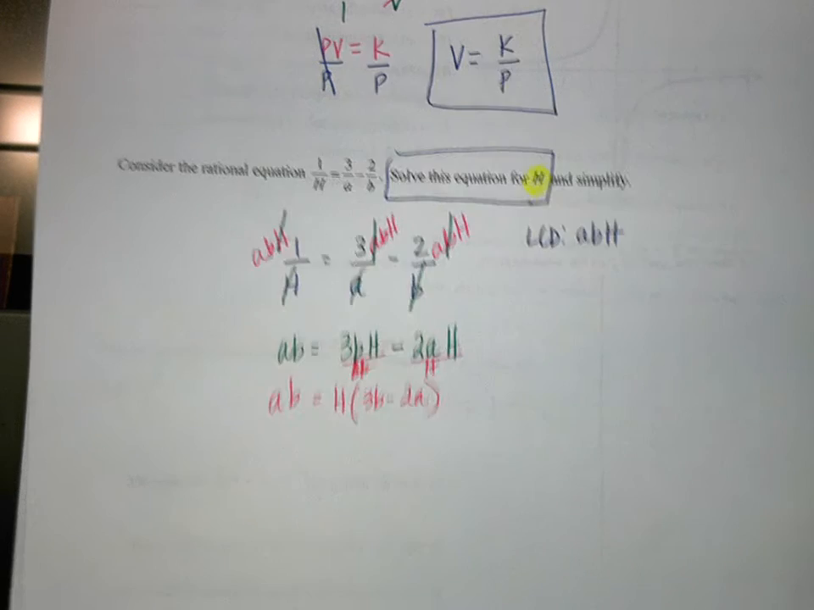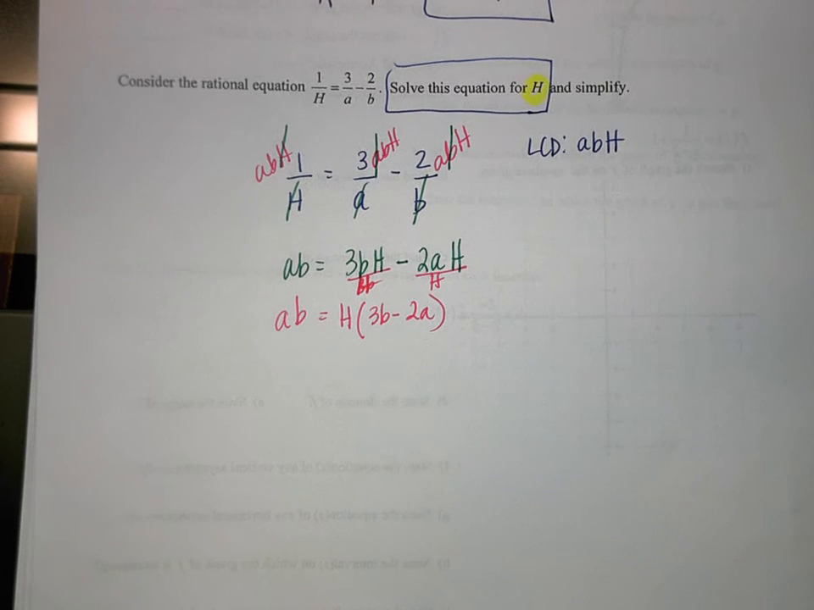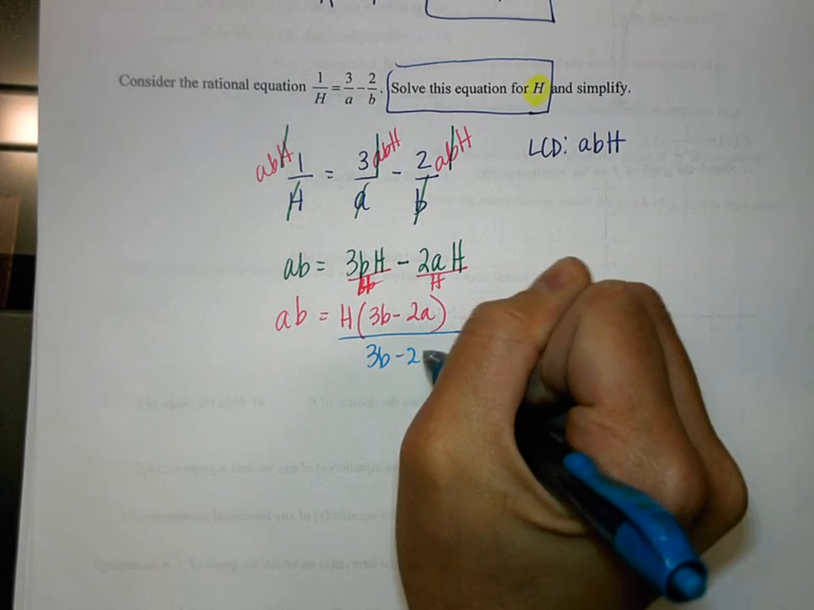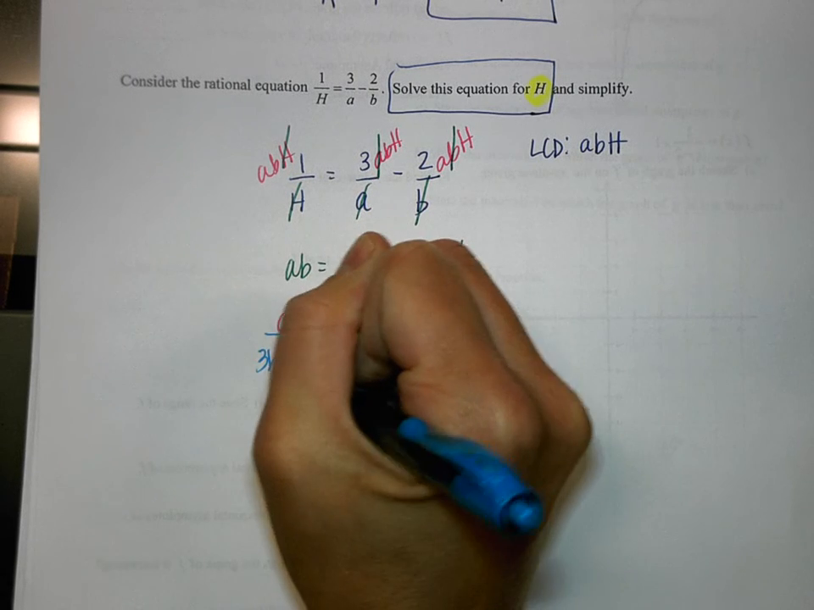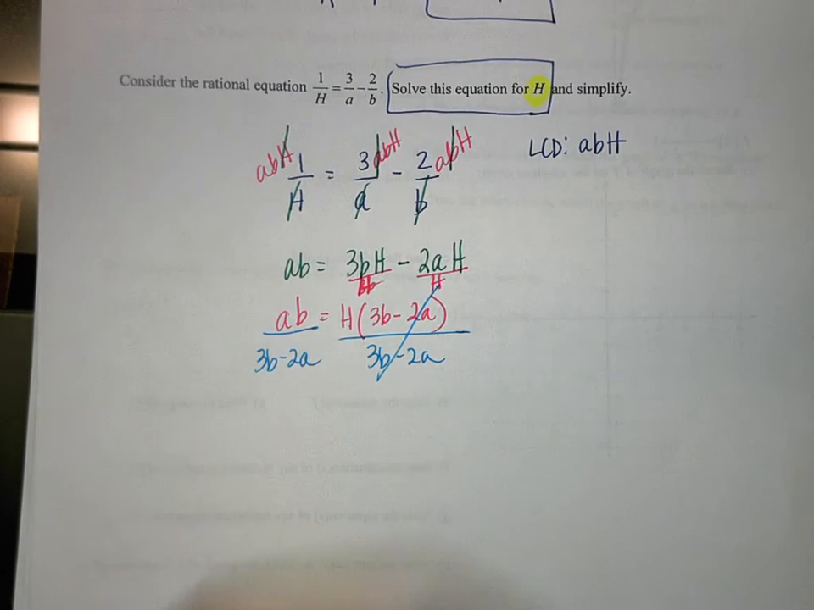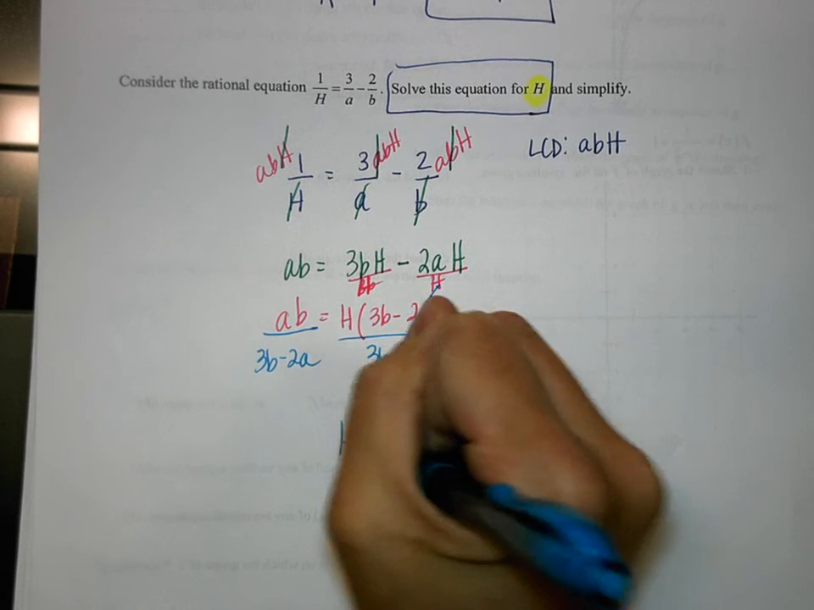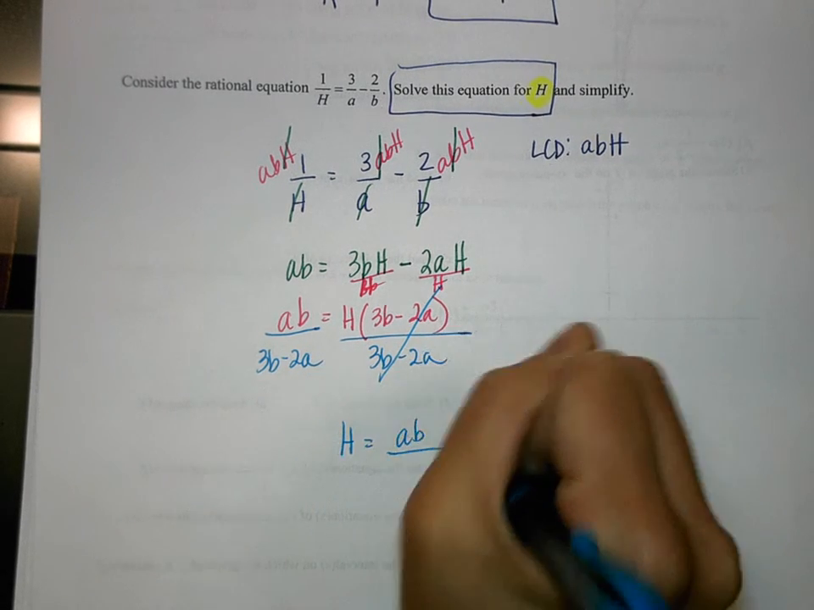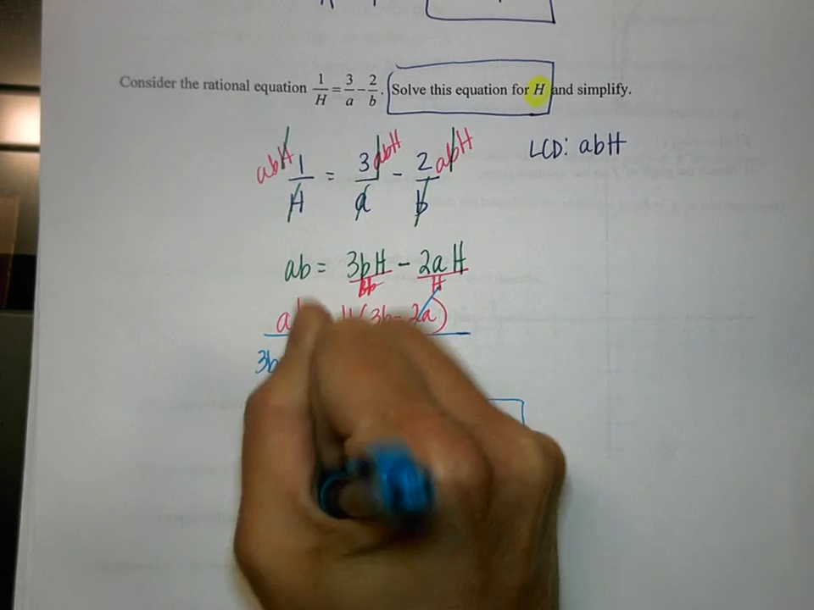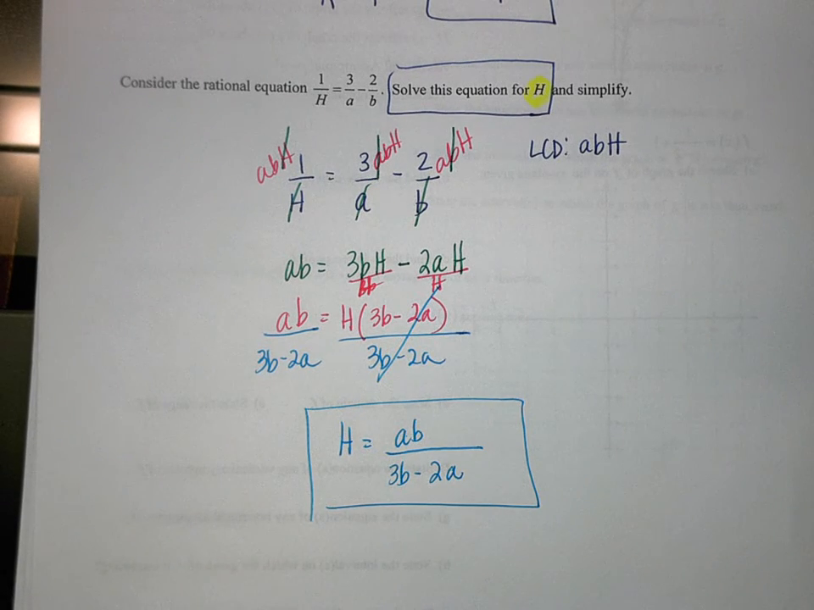What am I going to do now in order to get that H by itself? Good. Divide by 3B minus 2A to both sides. These eliminate, and that's my answer. H equals AB over 3B minus 2A. Any questions?